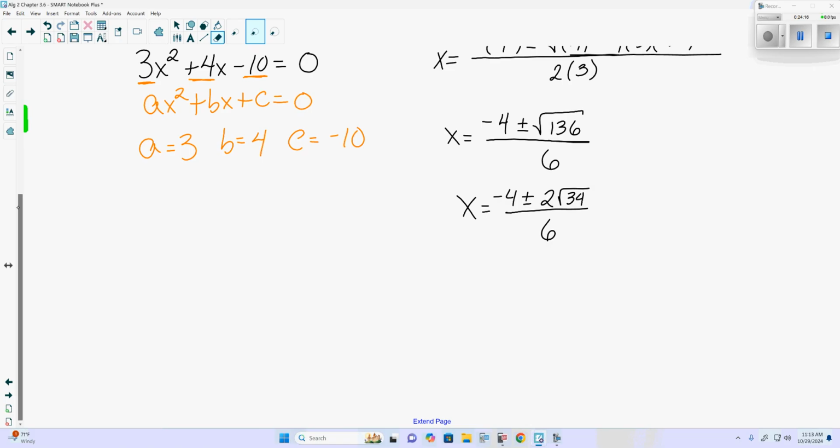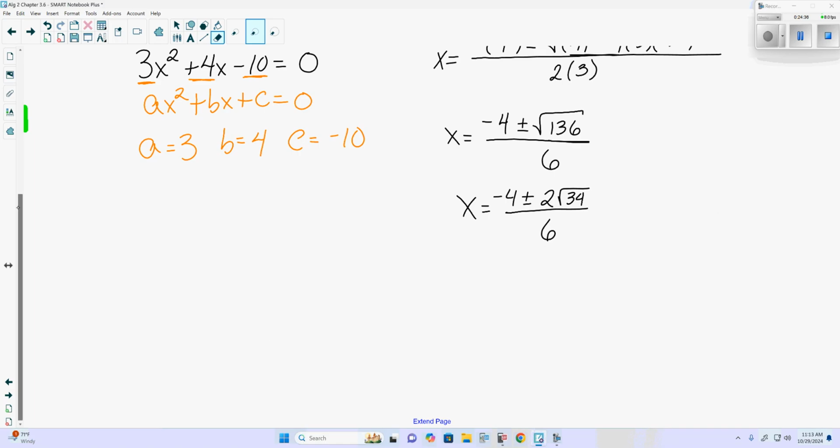Questions on this here? Okay. We feel comfortable getting to this point. Yes? Do the top 2 numbers and the bottom number have anything in common, a number in common? 2. So we need to reduce. We need to simplify if we can.